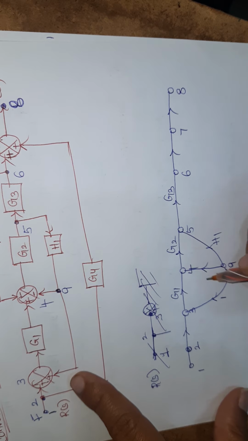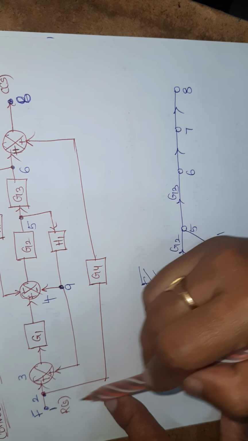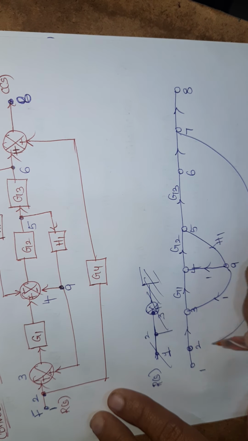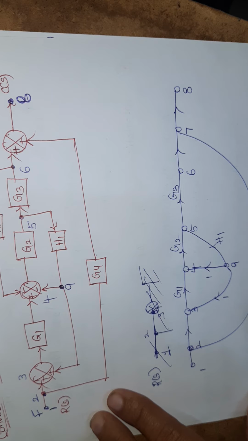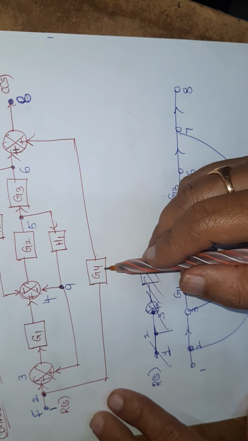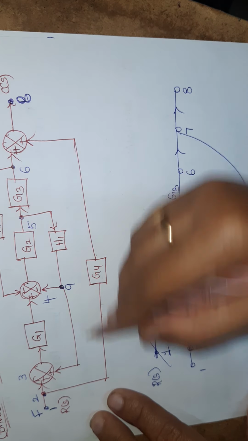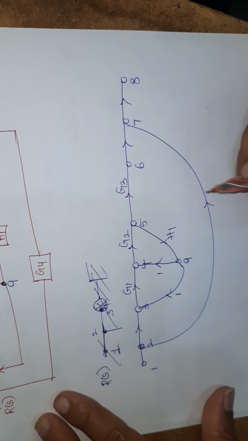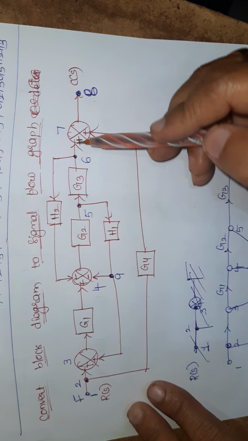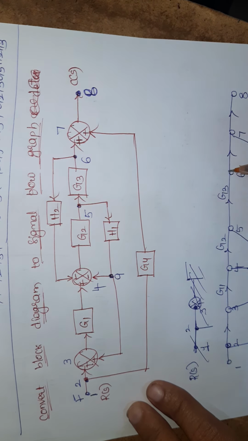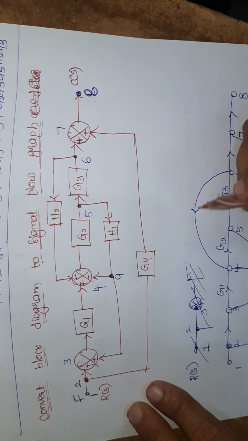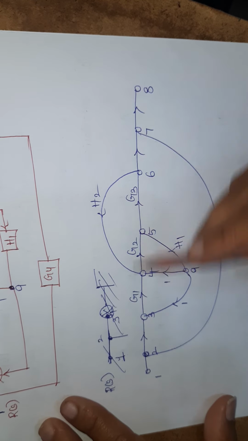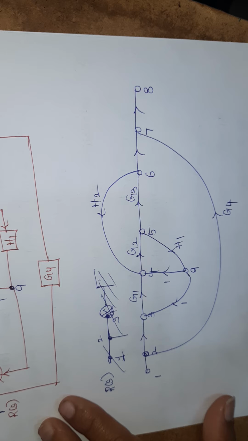Okay, again I can write it as 1. Next I have from 7 to 2. Okay, what is the gain? G4. It has the direction like this, so it is G4. Next one more, H2 is there from 6 to 4, and H2 is backward. So this is the signal flow graph.